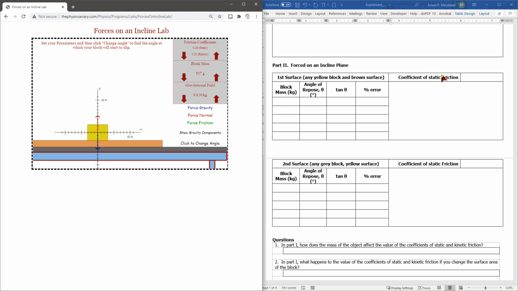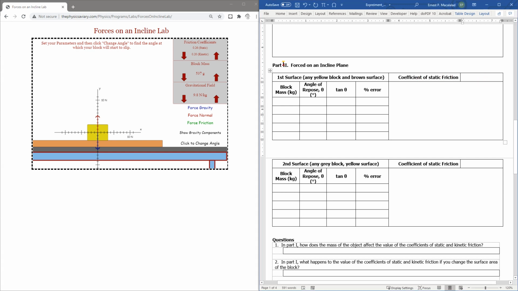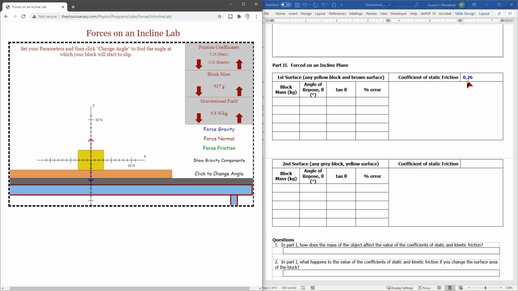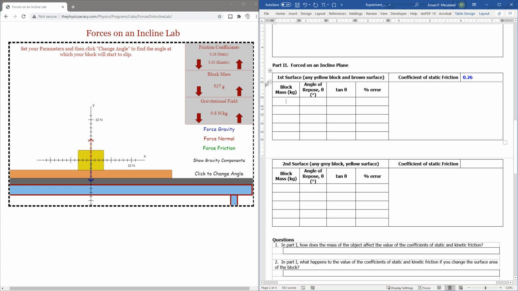The first thing that you need to do is to enter here the set coefficient of static friction. In this case, that's 0.26. So this is 0.26 coefficient of static friction. Let's zoom in here. Now we'll also record the mass of the block. That's 537 grams, so in kilograms, that's 0.537 kilograms.